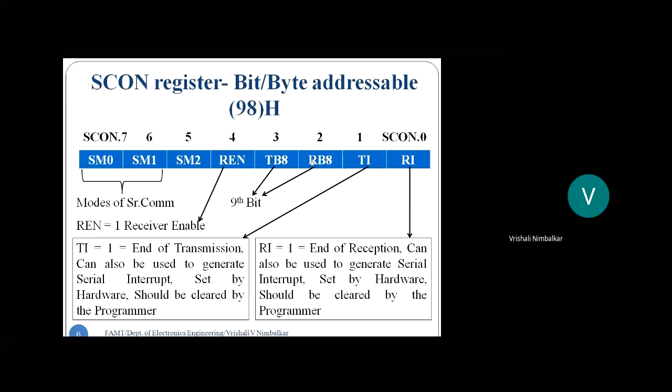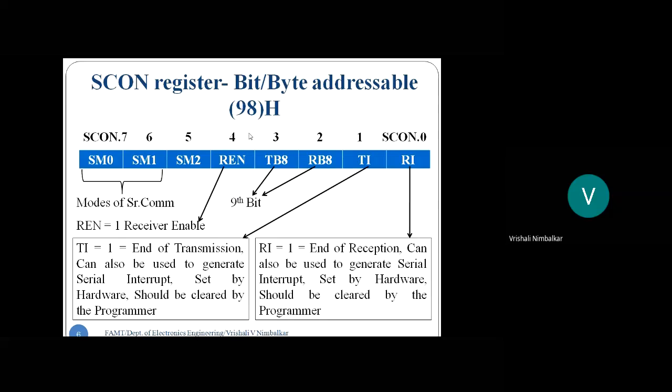RB8. When I say it is 8-bit data, we say it is 0 to 7. D0 to D7 are the 8 bits. If it is a 9th bit, then that is called D8. So this is where receiver 9th bit, RB8, and transmitter 9th bit, TB8. Then REN is receiver enable. And SM2, SM1, SM0 are the mode control bits of serial communication.